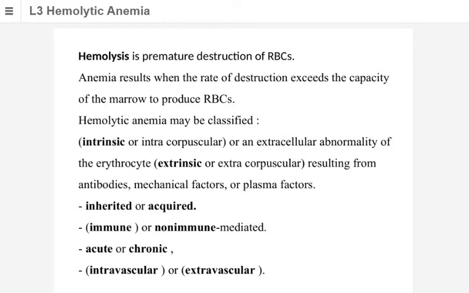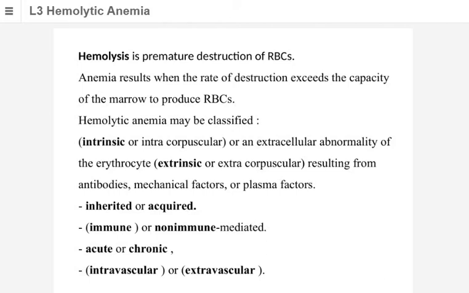Hemolytic anemia may be classified in many ways. We could say intrinsic or intracorpuscular, meaning destruction due to a cause inside the red blood cell itself, or extrinsic or extracorpuscular abnormality of the erythrocyte, resulting from antibody, mechanical factor or plasma factor leading to destruction of the RBC. The factor that destroys the red cell from outside the cell is extrinsic or extracorpuscular.